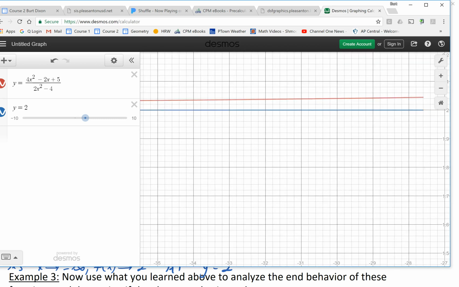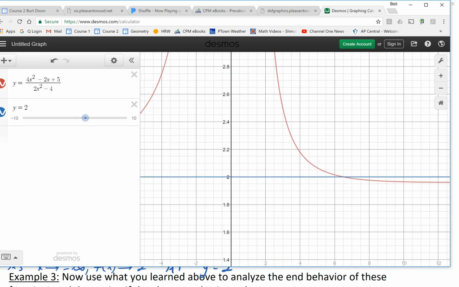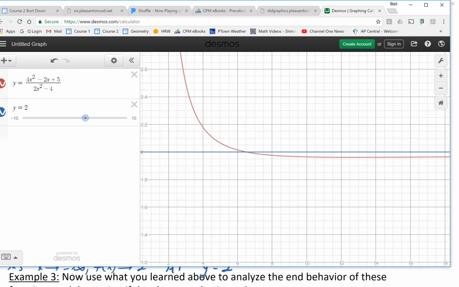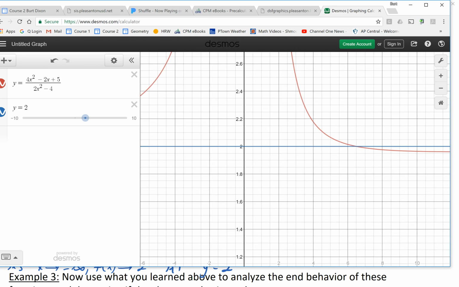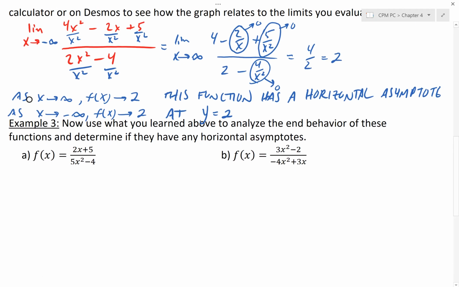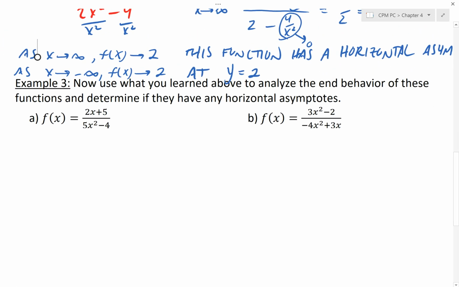Okay? And on the graphing calculator, you could also analyze that with a table. So you could be looking at the values in the table and what happens as they get bigger, as they go closer to infinity or negative infinity. On both, you're going to get the same result, that as we go further to the right and further to the left, they get closer and closer to 2. Okay? All right. So now, go ahead and use what you just learned to find out if these graphs have any horizontal asymptotes.